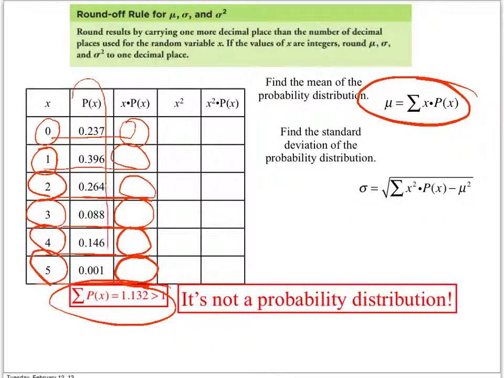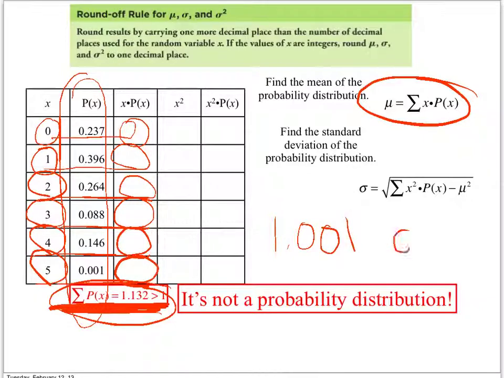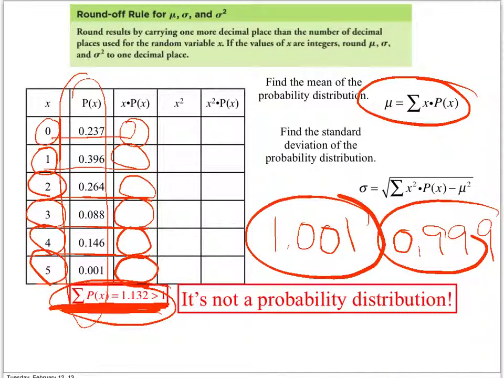The first thing you should always do is make sure that you have a probability distribution, and look what I found out earlier when I was working on this problem. The sum of these probabilities adds up to 1.132. That is way too much probability. Probability should be very close to 1. You can get 1.001, or you can get 0.999 as your sum because of maybe rounding. But this number, 1.132, is very, very much far from the number 1. It's too much probability if you want to think of it that way.